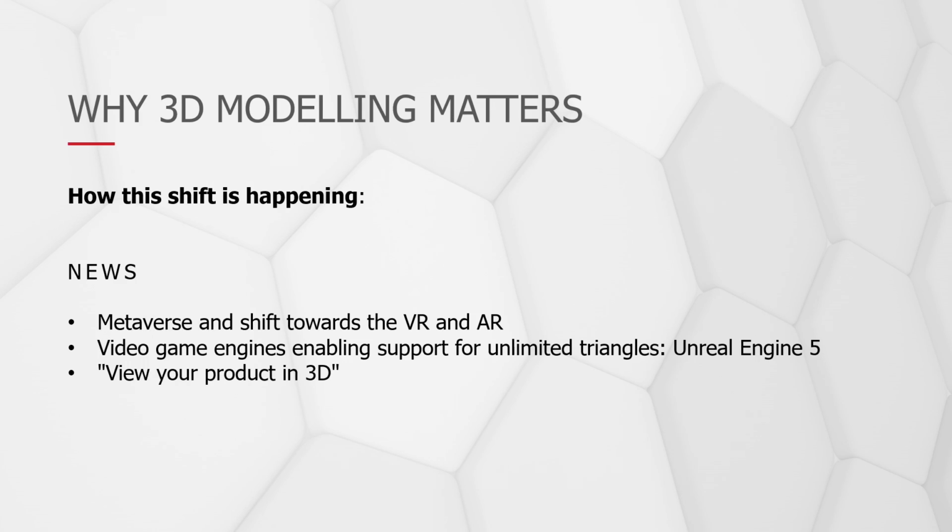Great. Okay, so how are we seeing this shift happening today? Yeah, some of the shift you're probably aware of already, such as the metaverse and the shift towards VR and AR. Also, video game engines such as Unreal 5 supporting more unlimited triangles is really tailored towards items like photogrammetry, where there's typically a high triangle count, but also things like view your product in 3D. Like when you're buying shoes online, you can spin it around before popping it in the cart. Awesome.